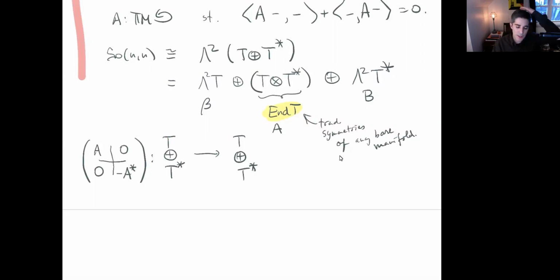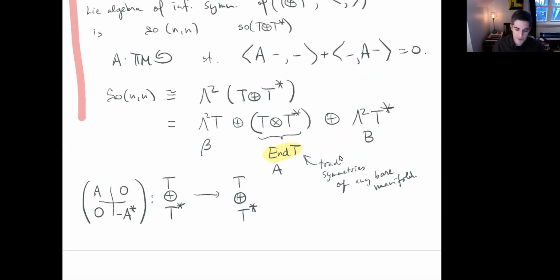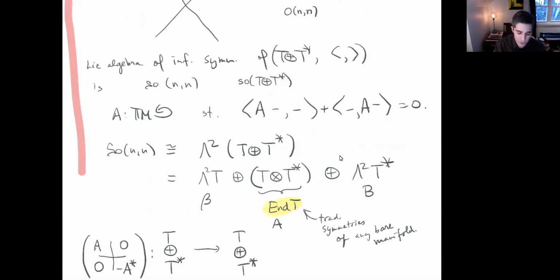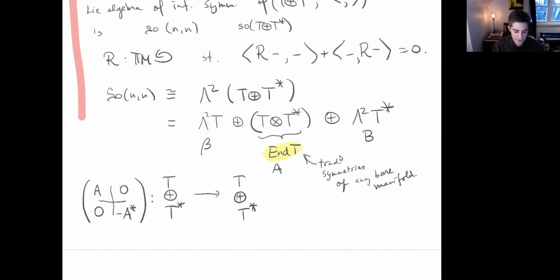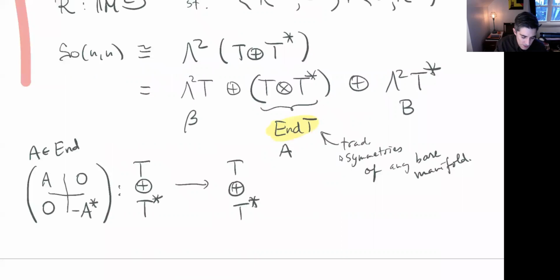So this will be an endomorphism of t plus t star that will, oh, I'm sorry, I gave the same name A to the full transformation. So actually, let me change this. It's not important, let's say R. So here we have a usual element in endomorphism of T. Okay, and it acts on T and it acts on T star, and this will satisfy this condition.